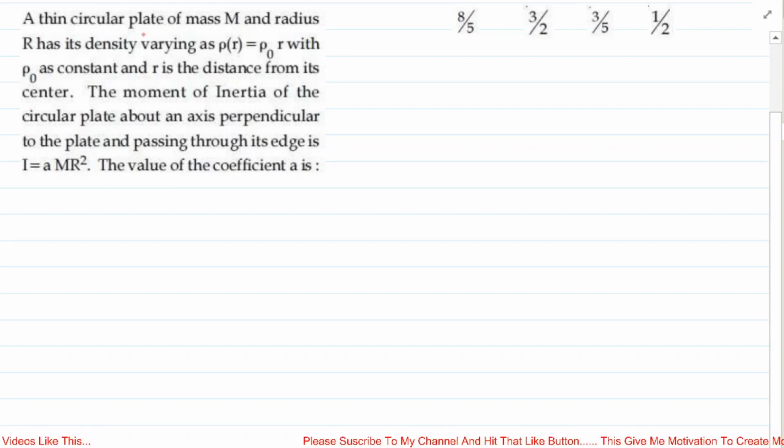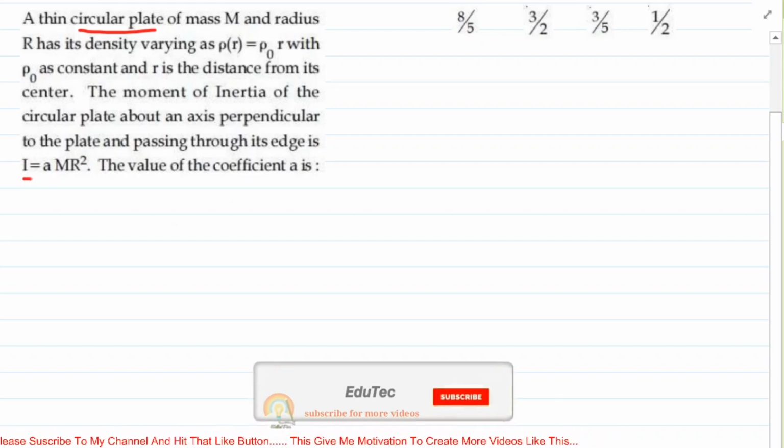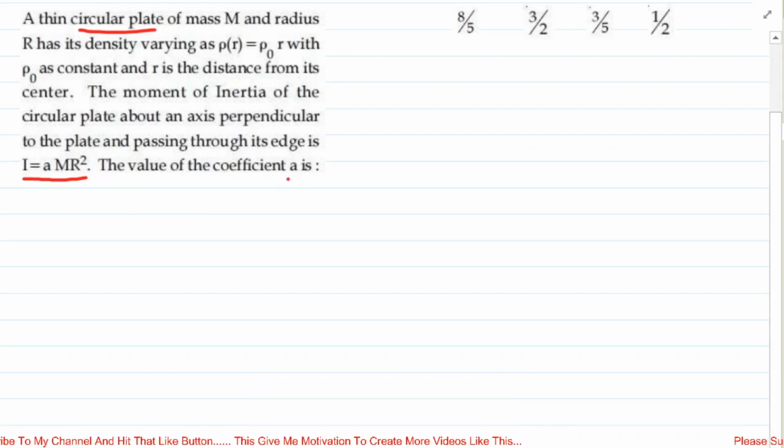A thin circular plate of mass m and radius r has its density varying as rho of r equal to rho naught r, with rho naught as a constant and r is the distance from its center. Center of what? Center of this circular plate, which is shown here. The moment of inertia of the circular plate about an axis perpendicular to the plate and passing through its edge is I equal to A m r square, which is given to us. The value of coefficient A is what? That means you have to find out the value of A.